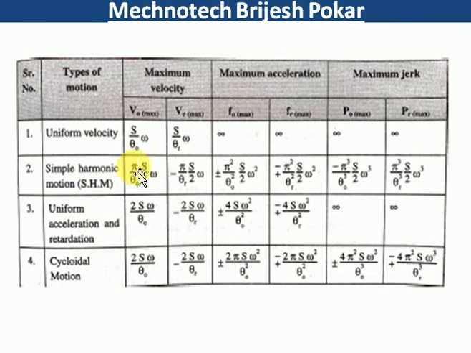Now here you can see a screenshot of this picture, and these are the equations that we have seen for the simple harmonic motion, uniform velocity, uniform acceleration and retardation, and cycloidal motion, velocity and acceleration. These are the equations that we have seen.